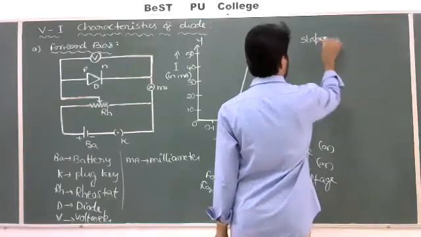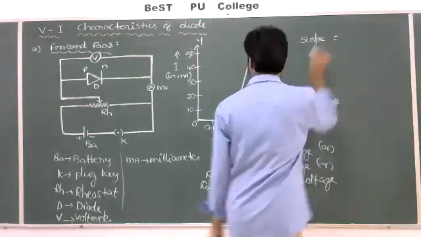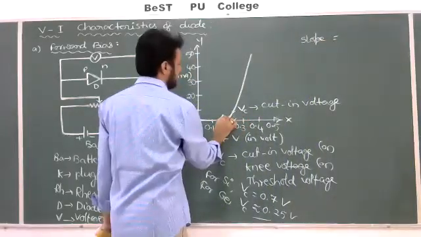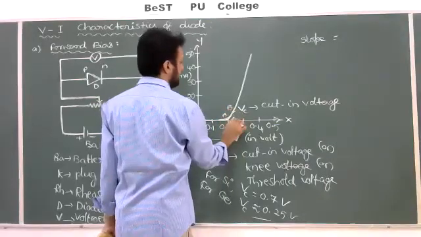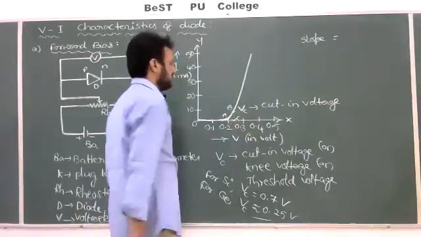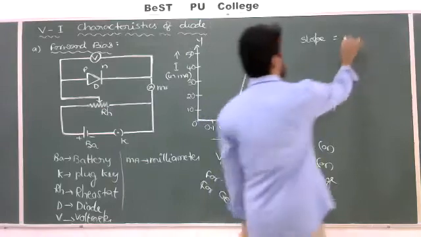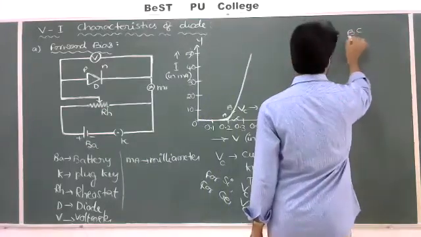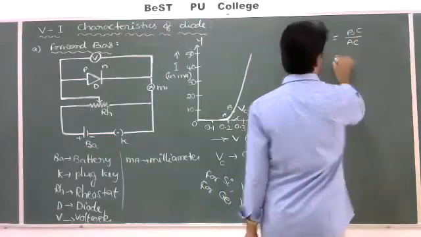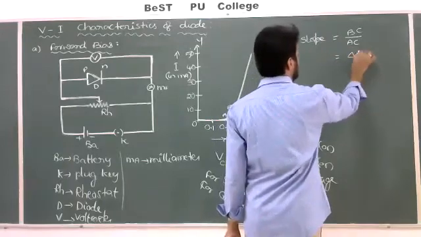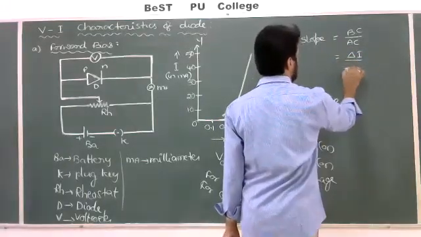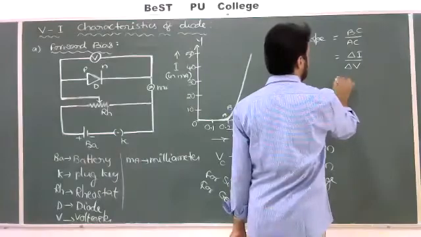If you calculate the slope of the graph, I'll take here A, B and I'll write C. So from this graph, slope ABC is equal to BC by AC. So BC is equal, I'll take a small change in the current, delta I, by small change in the voltage, delta V.